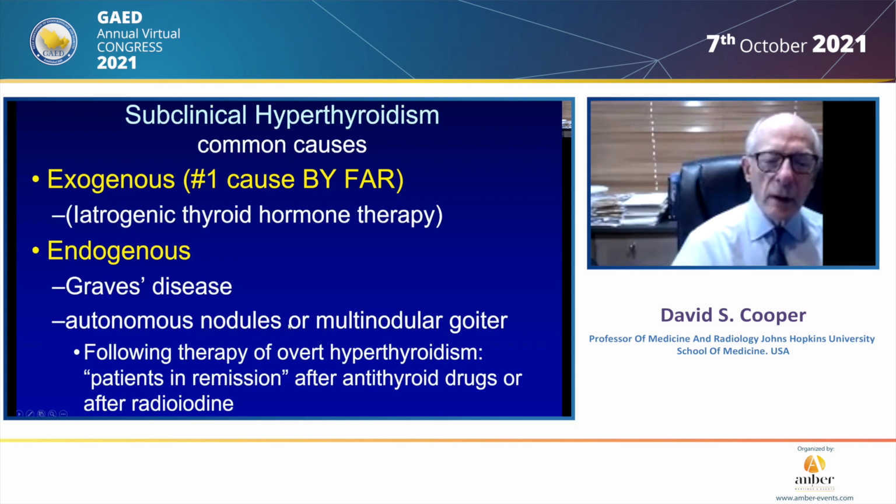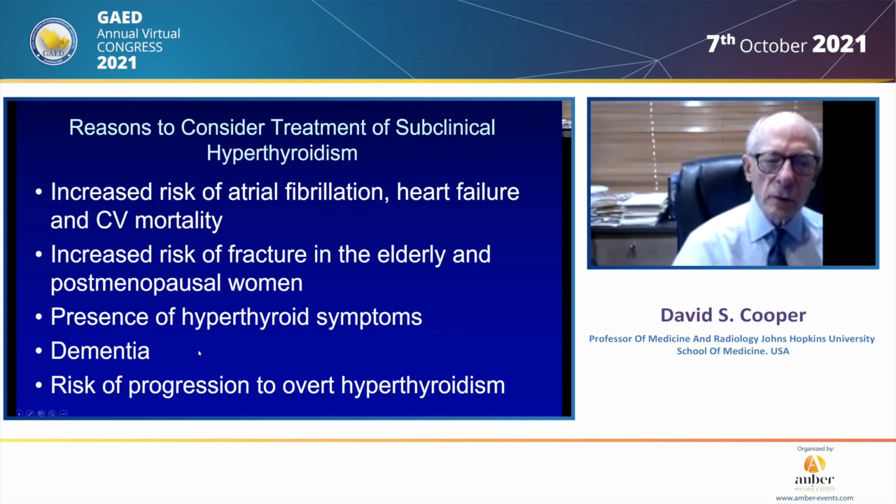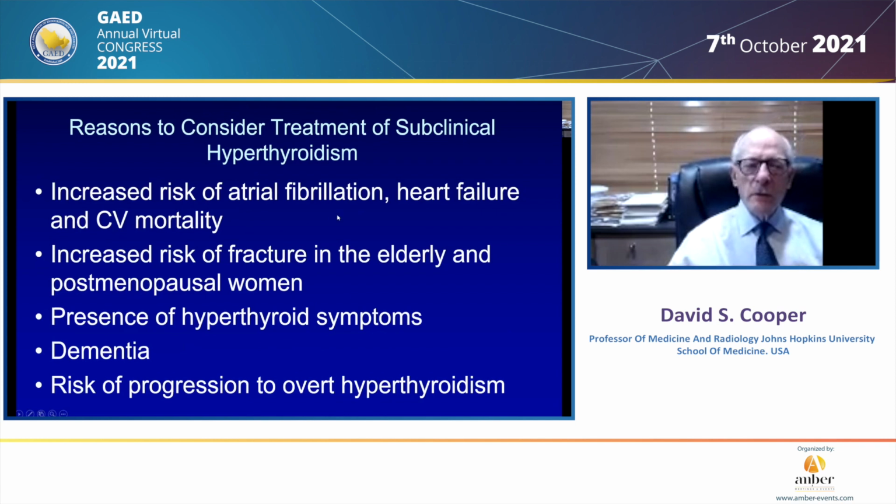And often in patients who are in remission, if you will, after antithyroids or radioiodine, the TSH remains low, even though the T4 and T3 levels are normal. Now, the reasons to consider diagnosing and treating this include cardiovascular outcomes like atrial fibrillation, heart failure, and overall mortality, increased risk of fracture in elderly and postmenopausal women, symptoms, dementia, and the risk of progression to overt hyperthyroidism. And I'll just go over each of these quite briefly.